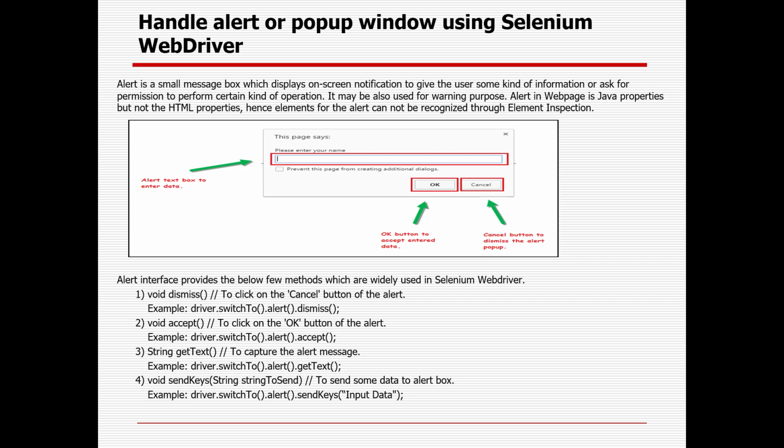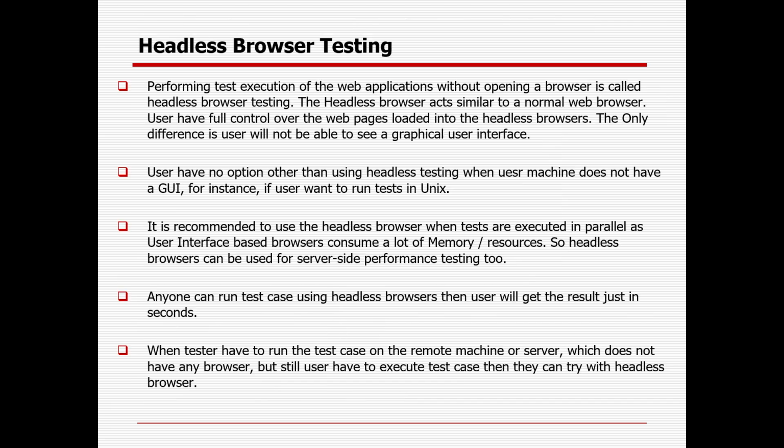In case you are having some alert, right? Because an alert is not an HTML property, it's a Java property. So you cannot inspect it with the help of the inspector element or locator inspector, right? So you can use the Alert interface, and there are 4 methods available: accept the alert, dismiss the alert, get the text of the alert, or send some keys to the alert.